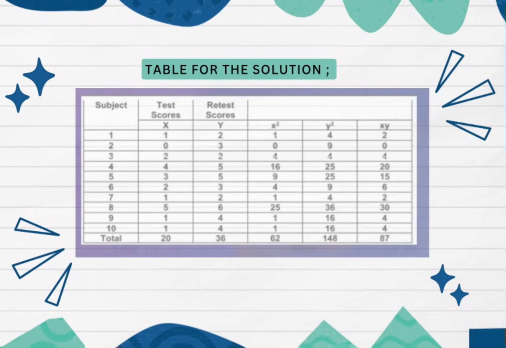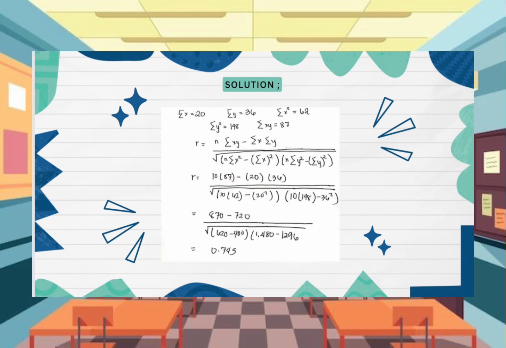Before we substitute the values in the formula, we will first find the value of every summation that we see in the table. The total amount in every line is what will be our summation to substitute in the formula. So now, we can start substituting the total values in the formula, and then we can get the answer of 0.745, which indicates that it is a high degree of reliability.